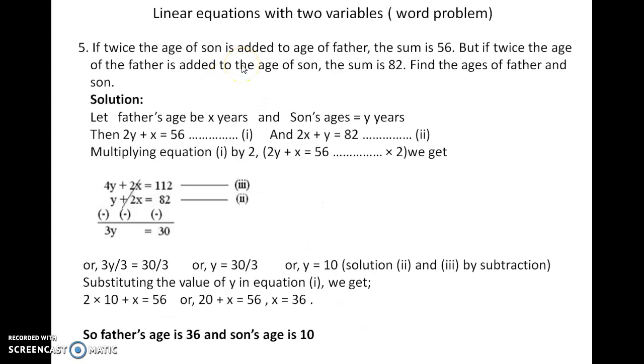Linear equations with two variables. Word problem again. Next problem. If twice the age of the son is added to the age of the father, the sum is 56. If twice the age of the father is added to the age of the son, the sum is 82. Find the age of father and son.